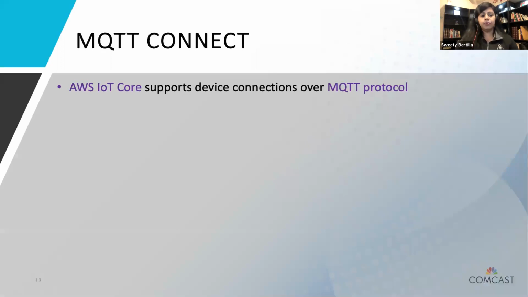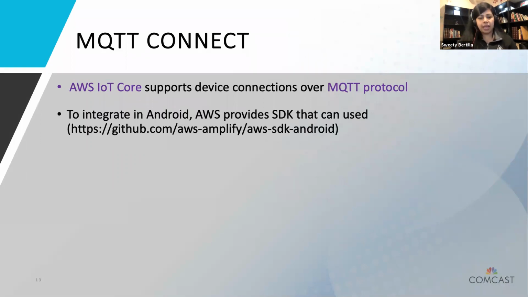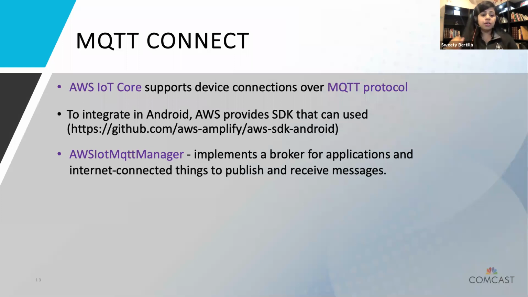As I said, we are using AWS IoT Core, which supports the MQTT protocol to transmit messages. To integrate in Android, you can use the GitHub SDK available, which is open source. You can take it and use it, and you can even make changes to the code. In this SDK, there is something called AWS IoT Manager. This is where it implements the broker for the application and also publishes and receives messages.